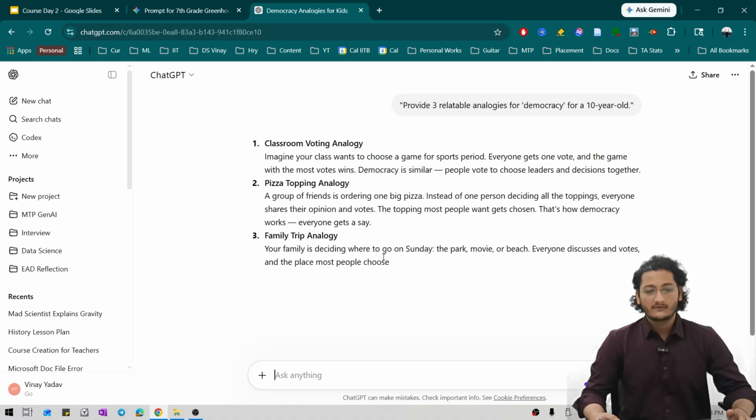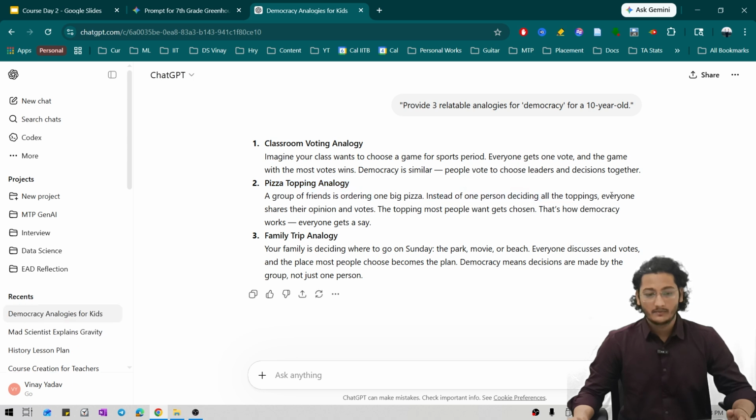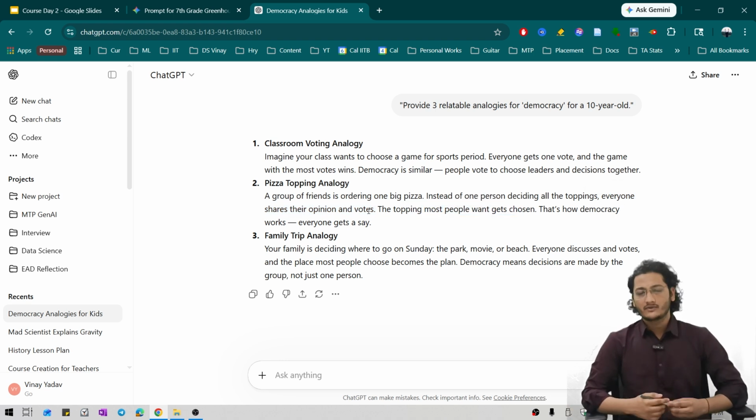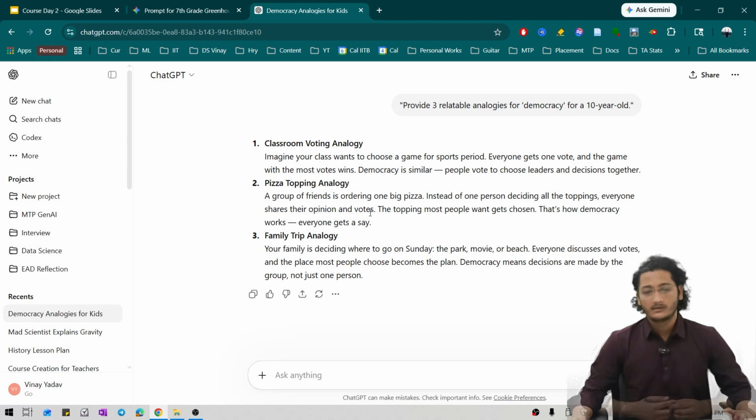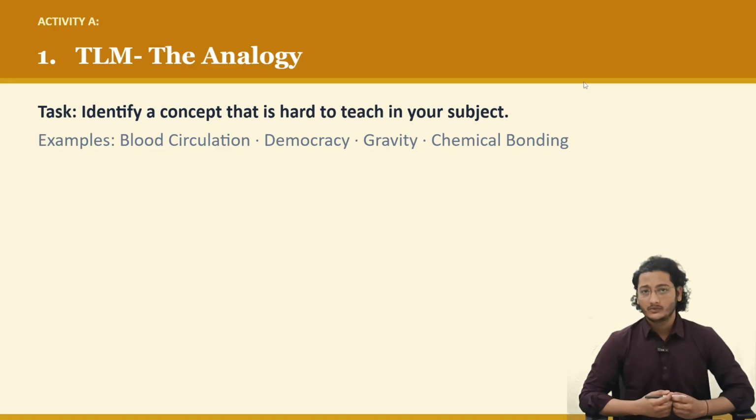Like, imagine your class wants to choose a game for sports period. Everyone gets 1 vote and the game with the most votes wins. Democracy is similar. People vote to choose leaders and decisions together. So it's a pizza topping analogy. A group of friends ordered a big pizza, instead of one person deciding all the toppings, everyone shares their opinions. The topping most people want is chosen. So the topic we have chosen was not so hard, but this is how you can use AI to generate relatable analogies. Now create an analogy and we'll see you in the next video.